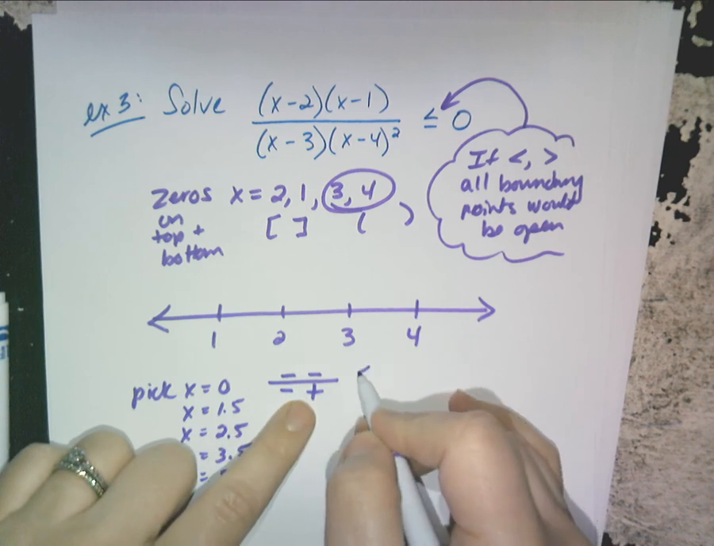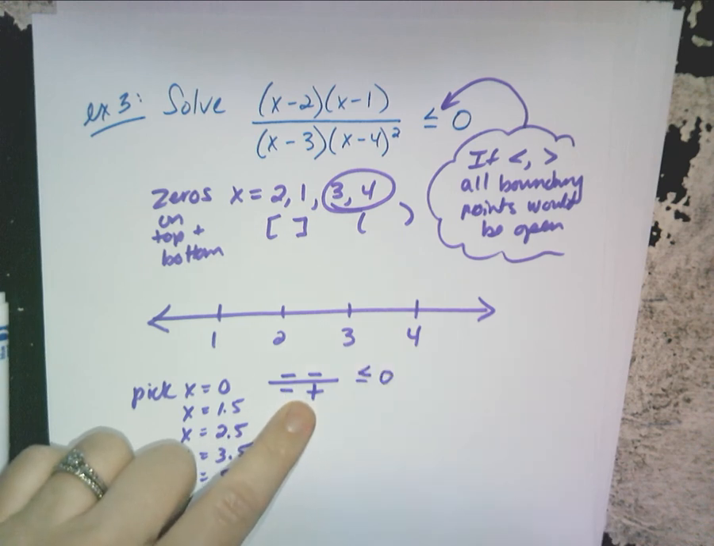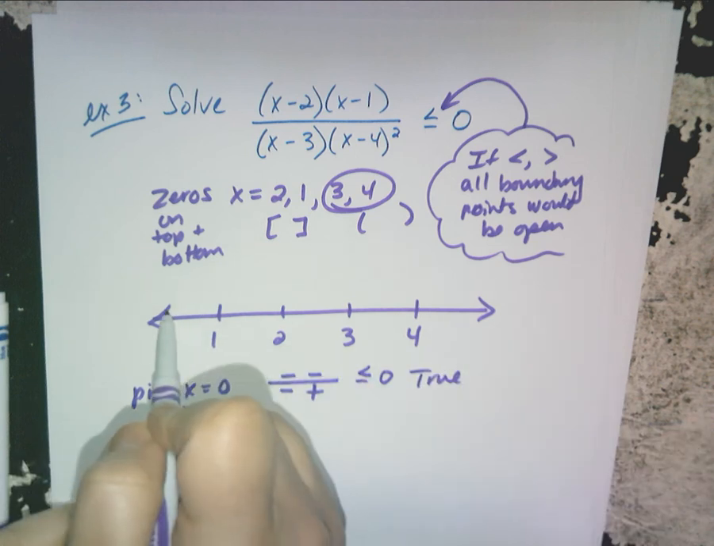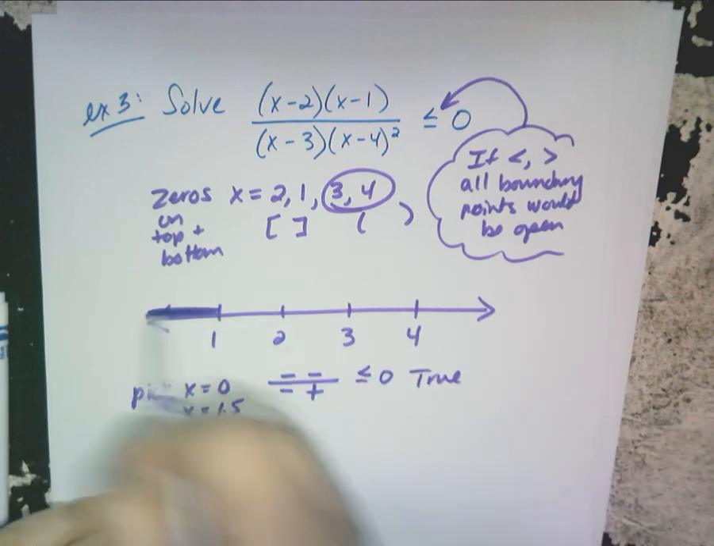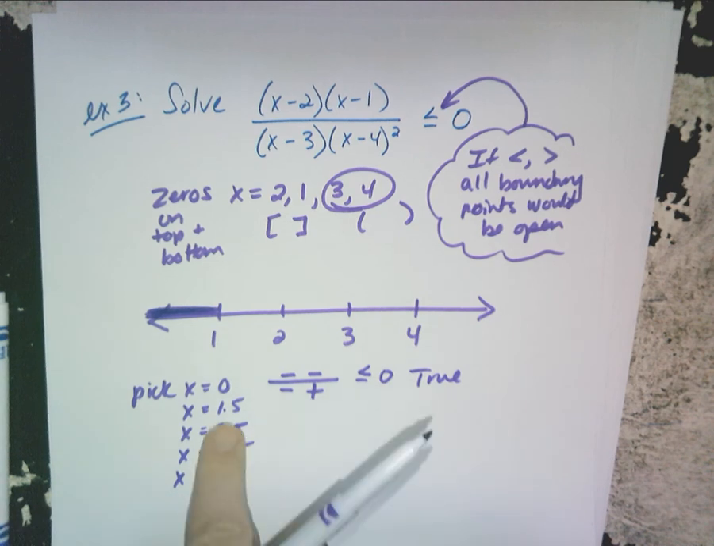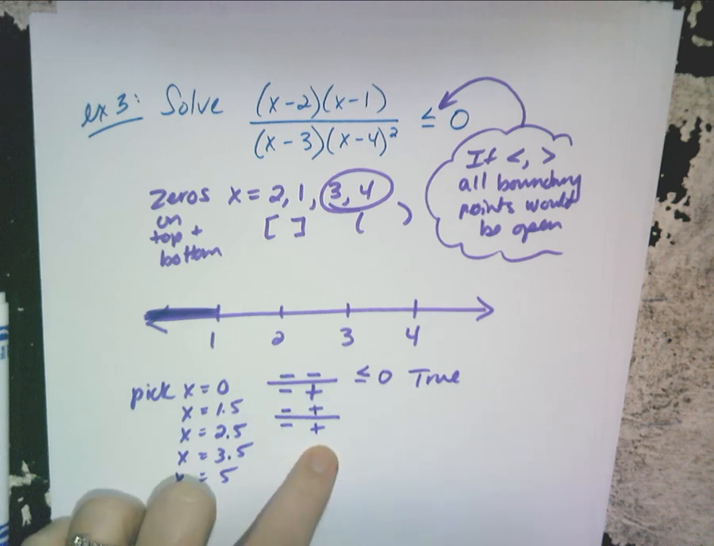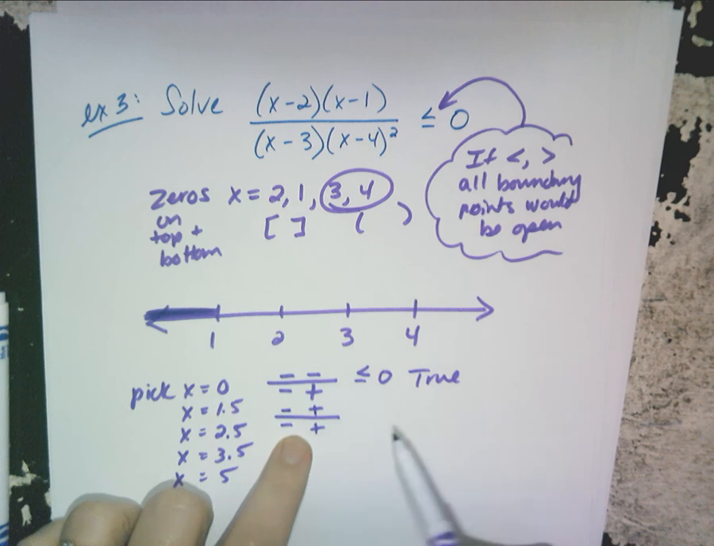Is a negative number less than 0? Is that true or false? That's true. So I am going to shade right here. Okay? You do that now with 1.5. Do the same thing. Positive. Do you agree? 2 negatives make a positive. Are positive numbers less than 0? That's false. Don't shade here.